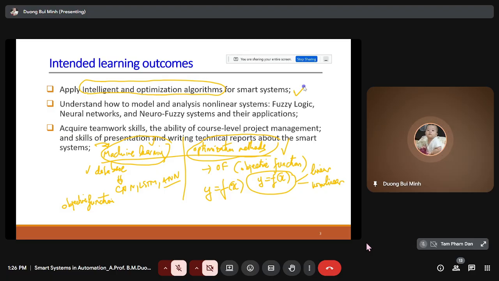Of course, we have teamwork, so we can get teamwork skills, and project management. And technical report, because you do the course projects, so you need to write the technical report to present your result, to present what you have done in your project.